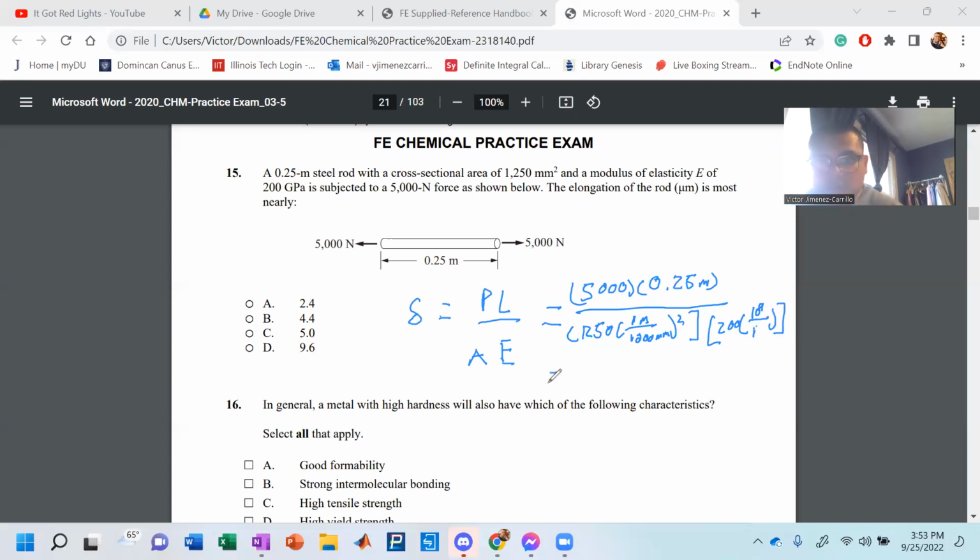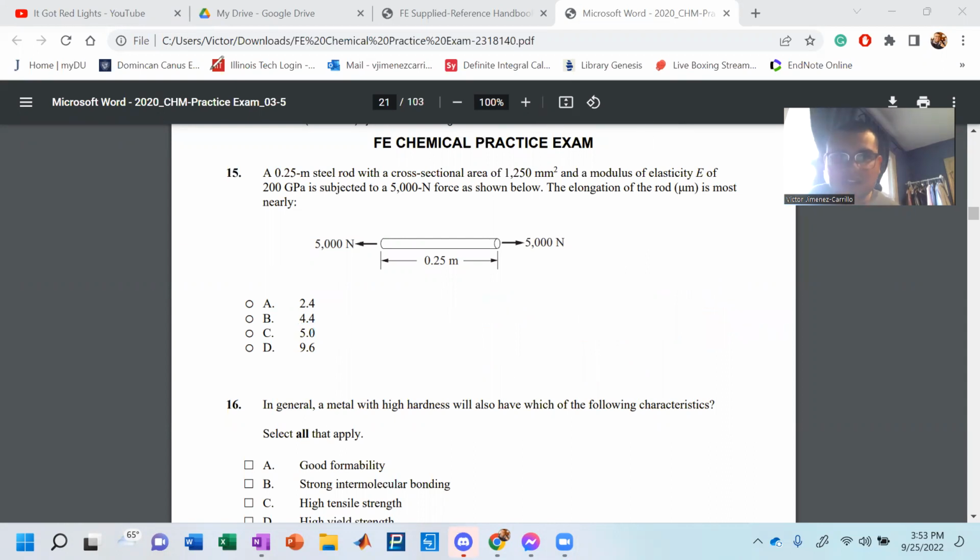Now, that's going to simplify into 5 times 10 to the negative 6 meters, which is the same thing as saying 5 micrometers. 5 micrometers. I hate this pen. 5 micrometers. Which then the answer is C. Nice and easy. That's just a basic equation. You need to just know that since it's elongating, it's just deformation. I know, I didn't know that either, but that's the perks of going through this.